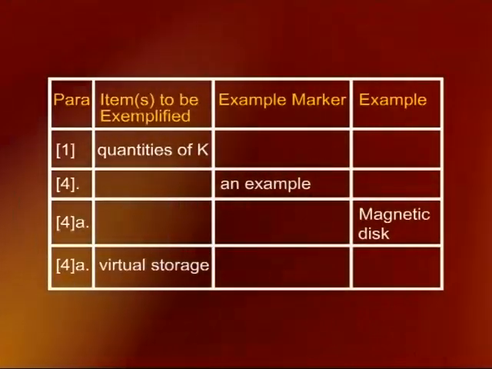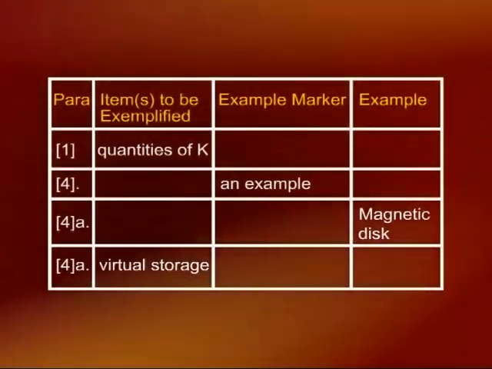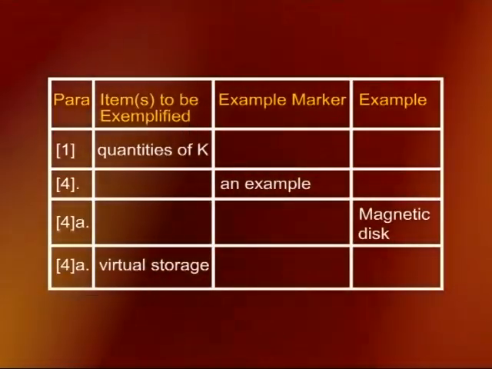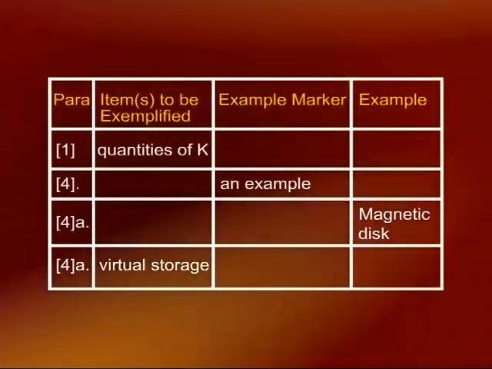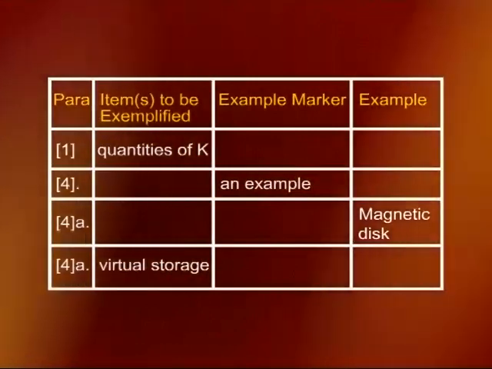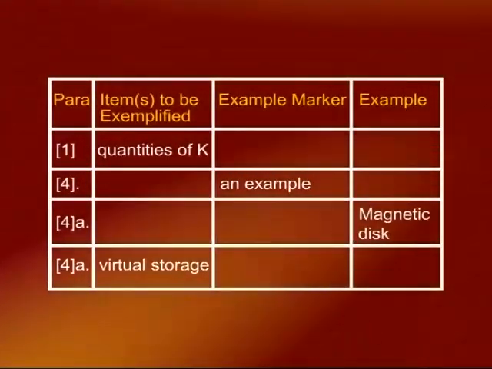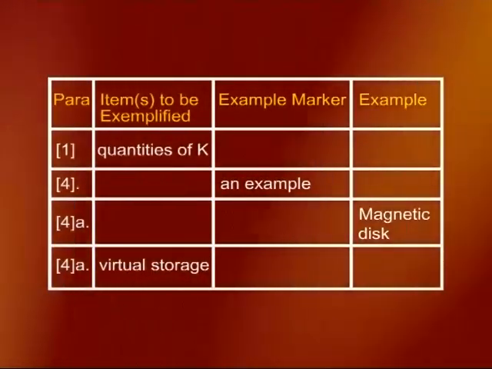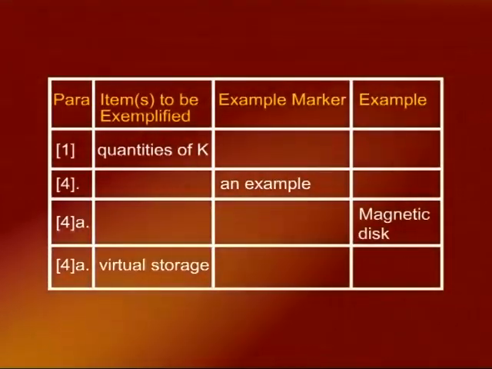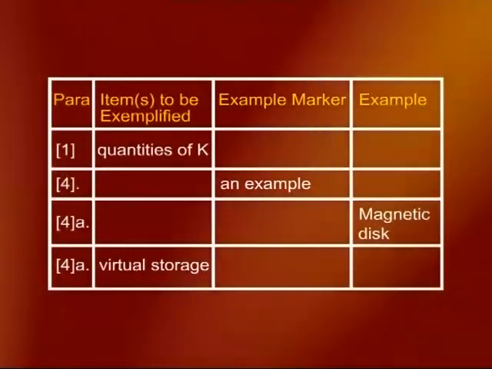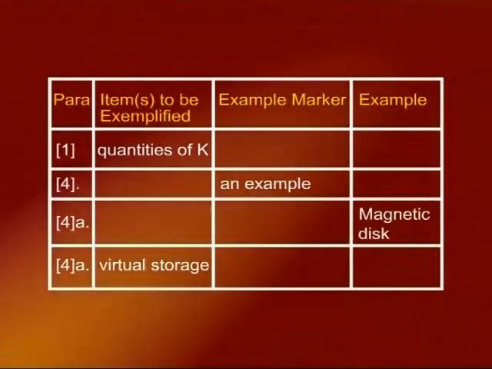Right? Now, in paragraph 1, the table has 3 headings. One is items or item to be exemplified. In some, the items are given you. In some, you find the example of the marker that has been used. The marker meaning example. And then you have an actual example.